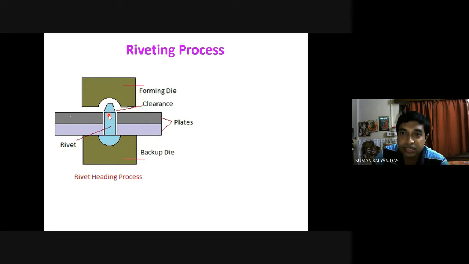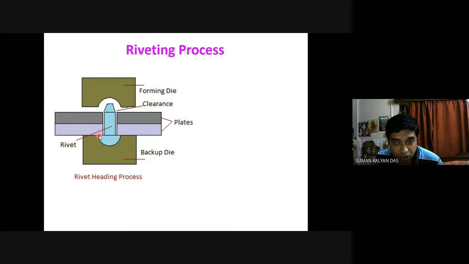Next, you insert the rivet like this and make the whole system upside down. But when you make the whole system upside down, obviously the rivet will fall down. So to arrest that, we have a backup die. This is known as the backup die, on which the rivet and the parts are placed like this, so that the rivet stays in position.